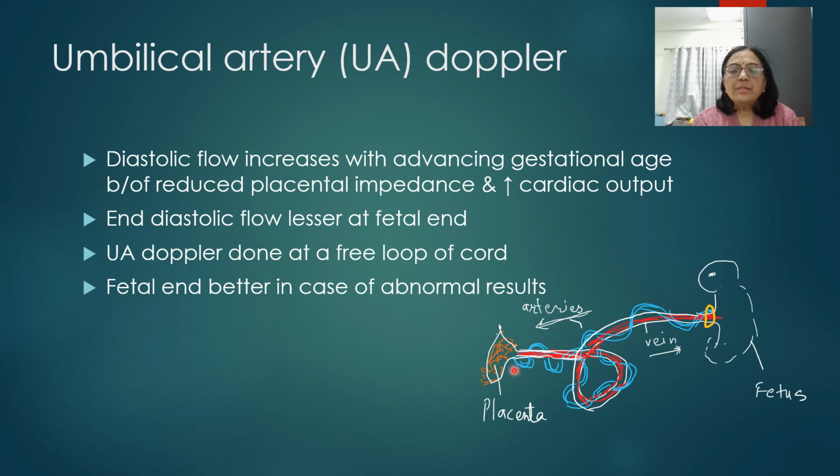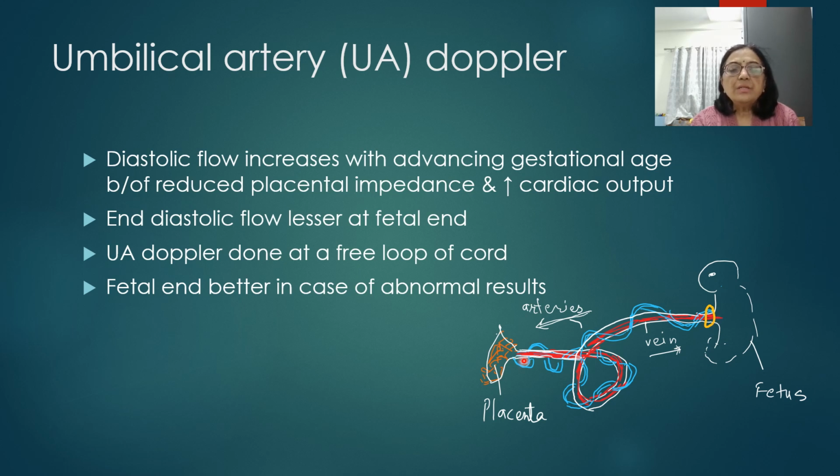Another thing is, this is the umbilical cord, and the red one is the vein, whereas blue are the two umbilical arteries which are present in the umbilical cord. And these umbilical arteries, as we have already seen, are carrying the deoxygenated blood from the fetus to the placenta. It has two ends, one is a fetal end and another is a placental end.